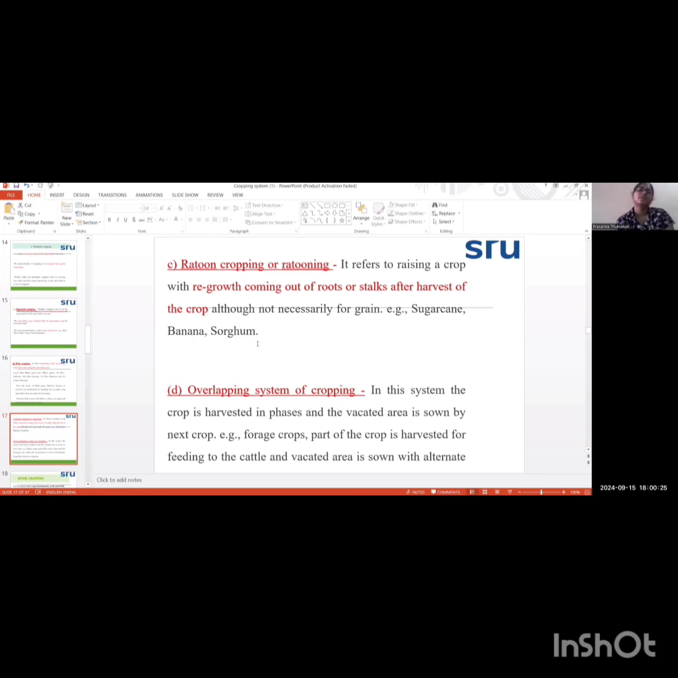In this system, the crop is harvested in phases and the vacated area is sown with the next crop. Examples are forage crops. Part of the crop is harvested for feeding to cattle and the vacated area is sown with alder.